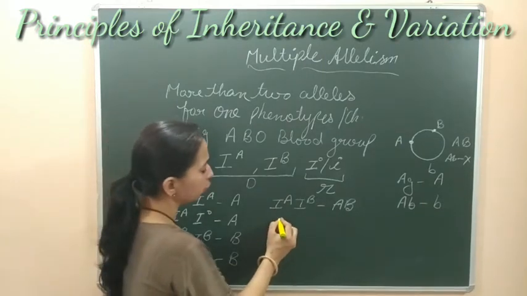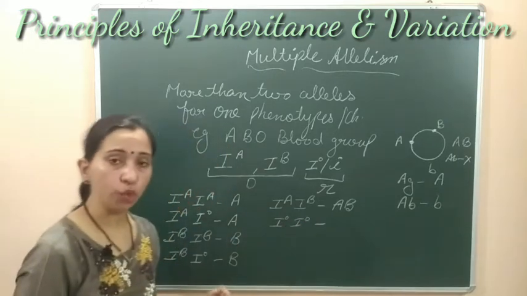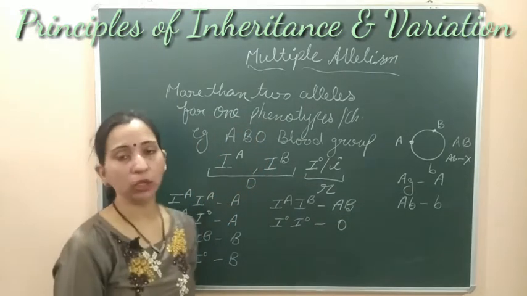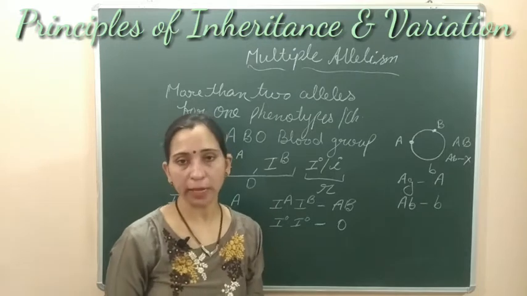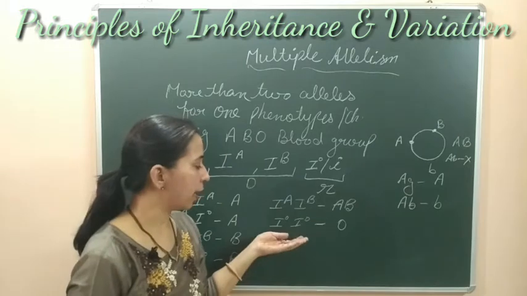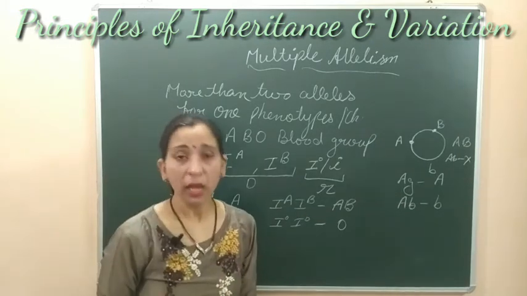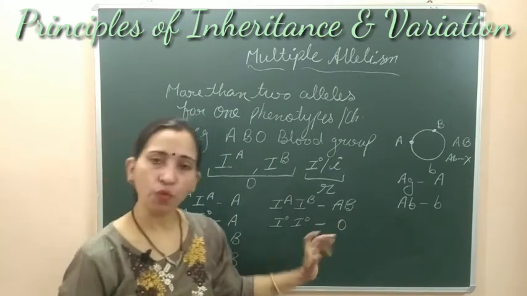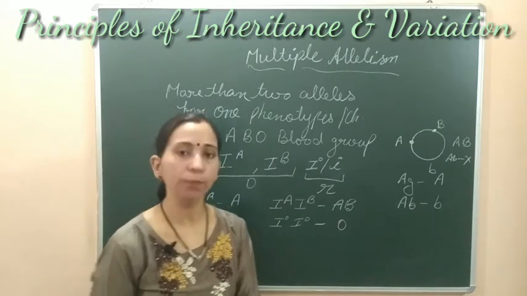Next possible condition that we can find is that both recessive alleles come together, IO with IO. In this case, the blood group will be O blood group, because the recessive allele is not responsible for the formation of any type of glycoprotein or protein. No antigen formation will occur here. When both these recessive alleles come together, the blood group will be O blood group, and at the time of O blood group formation, the antibodies A and B both will be present in the blood.